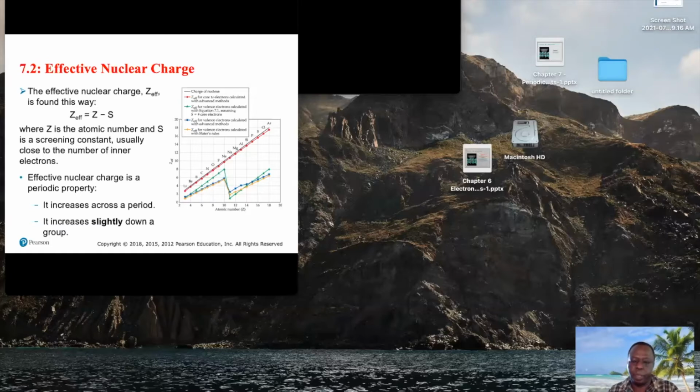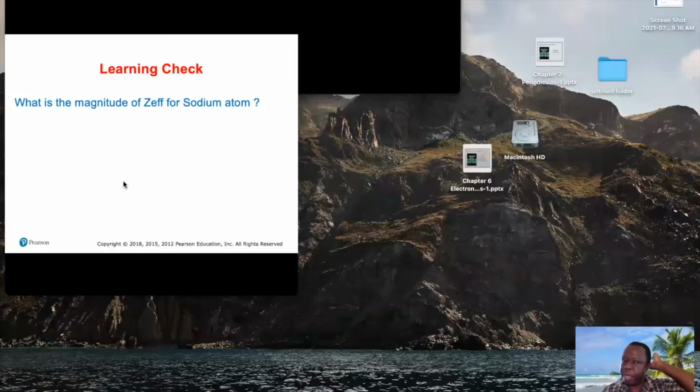Maybe before we look at an example, or maybe you can look at the example on this, and then I'll come back to that table. Maybe we use this to calculate the Z effective.